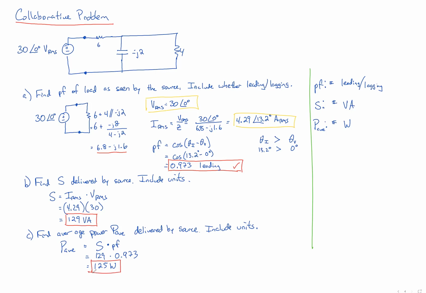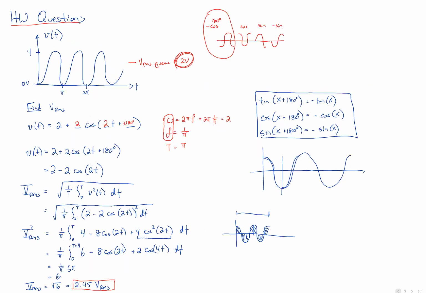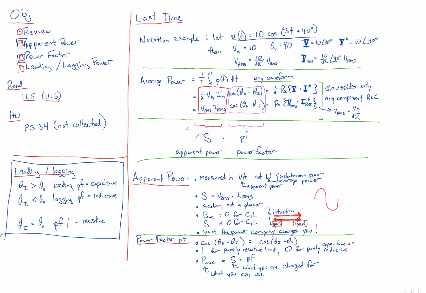So big picture again, when you're doing these collaborative problems, anything to do with power, the question is going to say stuff about what's the average power or what's the apparent power or what's the power factor of some component. And the first way to answer those questions is to figure out what's the voltage across that component and the current through that component, measure both in volt amps, and then everything else just falls out based upon the equations given in this first page: apparent power, power factor, and then multiply them together to find the average power. And that's it.